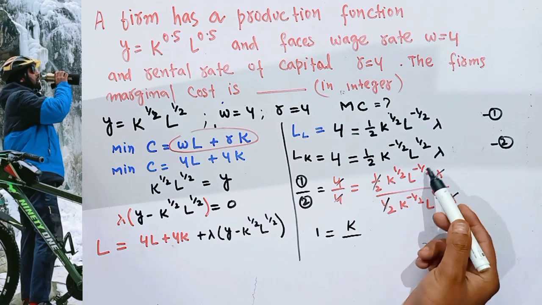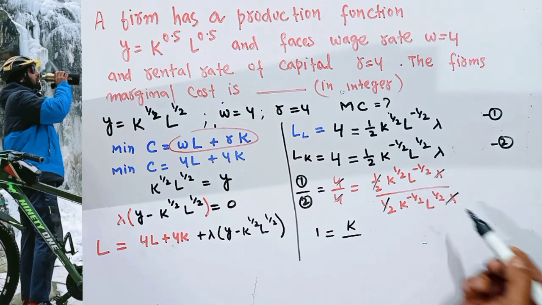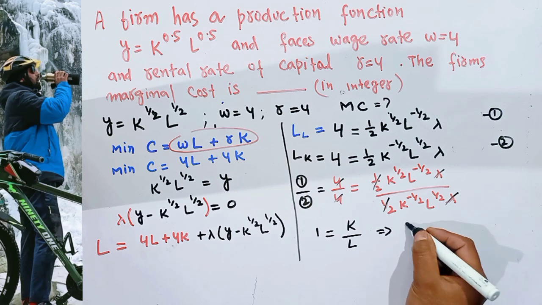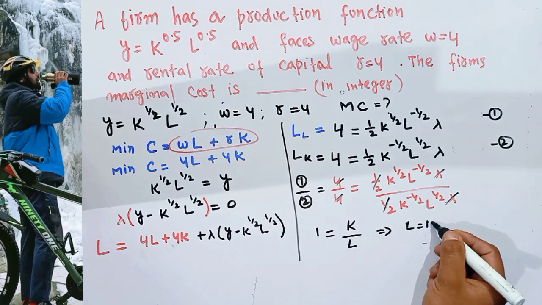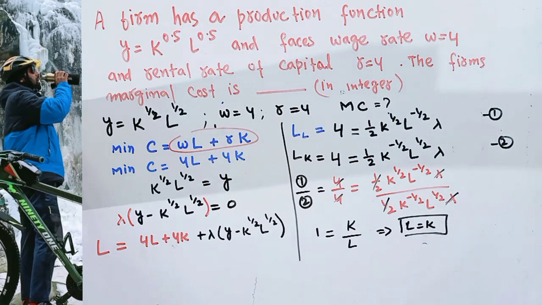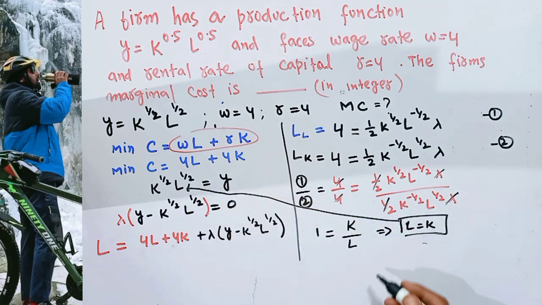Similarly, if I transpose l to the power minus 1 upon 2 to the denominator, it will get multiplied with this k and the exponents will add up to 1. So we will get k upon l is equal to 1, which implies l is equal to k. Simply plug l is equal to k into our constraint. In place of l I will write k.